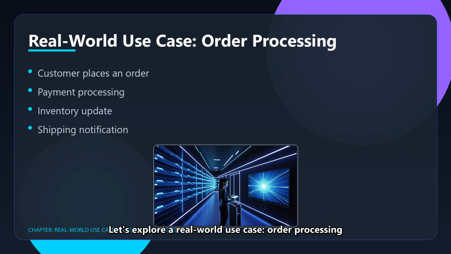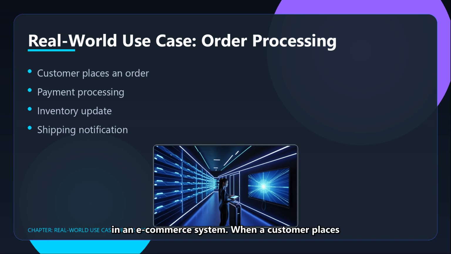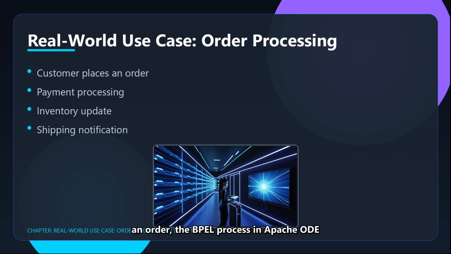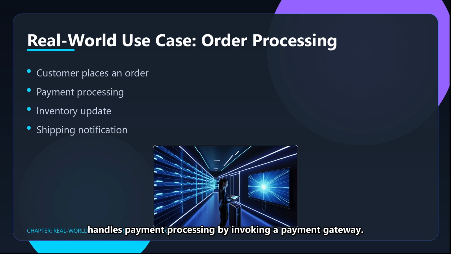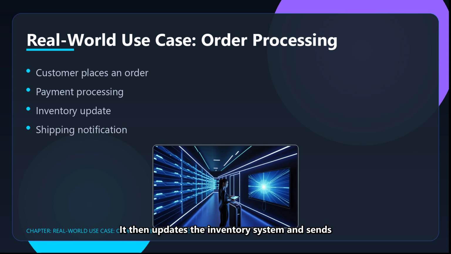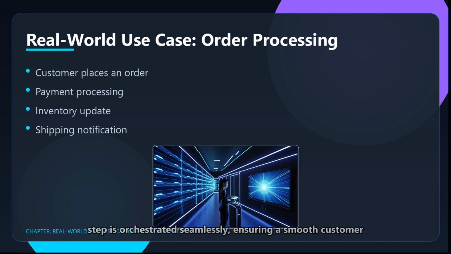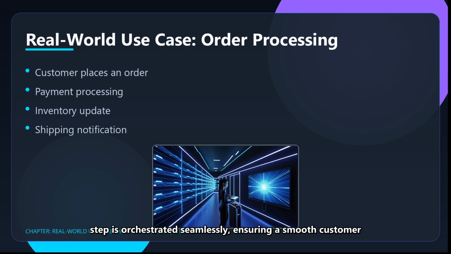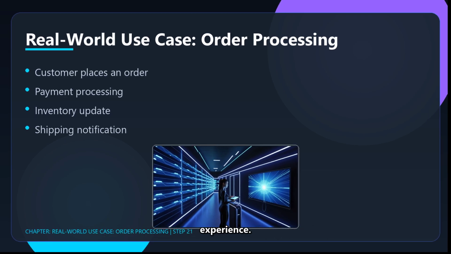Let's explore a real-world use case: order processing in an e-commerce system. When a customer places an order, the BPEL process in Apache ODE handles payment processing by invoking a payment gateway. It then updates the inventory system and sends a shipping notification to the logistics provider. Each step is orchestrated seamlessly, ensuring a smooth customer experience.